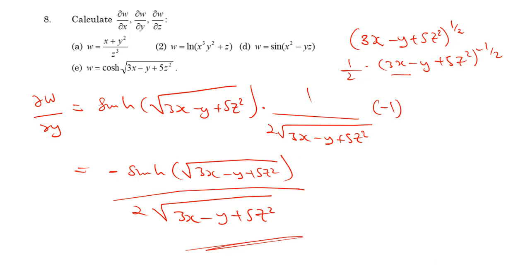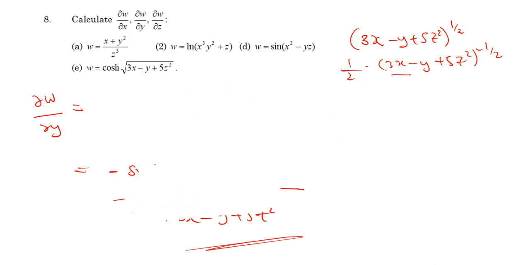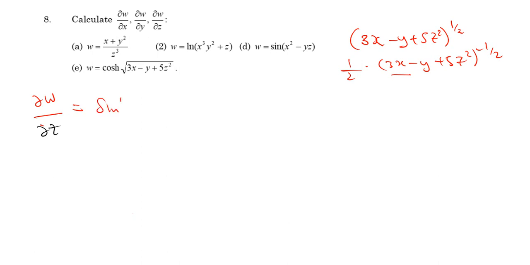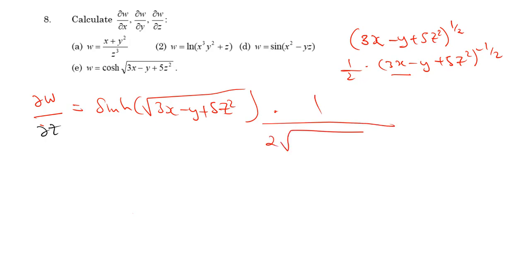Then this leads us to the last part, which is with respect to z. So I erase again. I have the partial with respect to z. What is this going to be? The same thing here: sinh of the square root of 3x minus y plus 5z squared, multiplied by 1 over 2 times the square root of 3x minus y plus 5z squared.